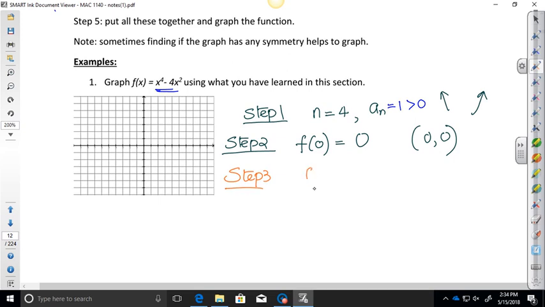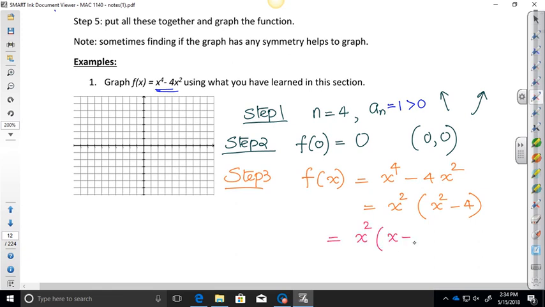To do that, I have to factor this. And you're going to help me to factor. How would I factor this function? First you take out x squared. Then? Yeah. And I'm not done, right? I can do again. How? You factor x squared minus 4, which is (x plus 2)(x minus 2). There you go. So you have to factor completely.